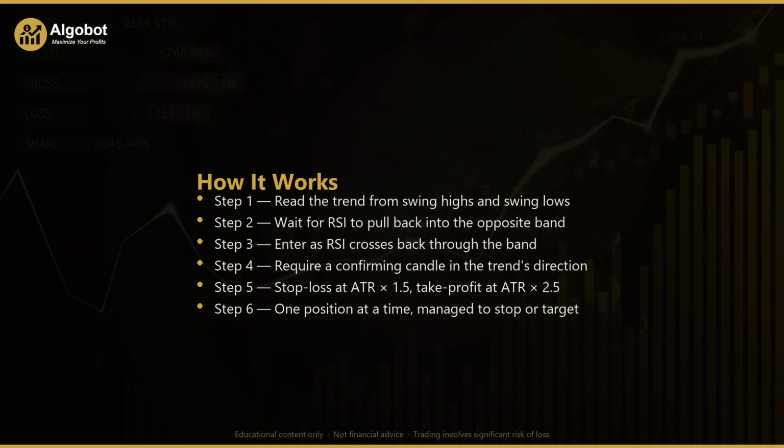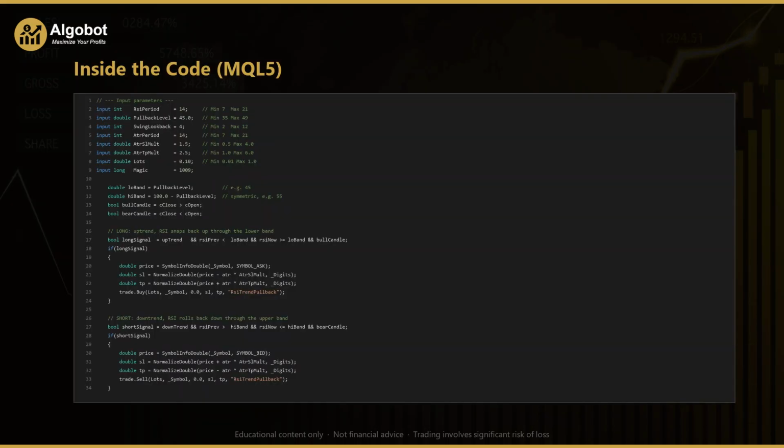Finally, the strategy holds only 1 position at a time for its magic number, so it won't stack trades. Each position is then left to reach either its stop or its target. Everything you've just heard is fully mechanical, with no discretion once it's running. Let's read the MQL5 you see on screen as if we were in MetaEditor.